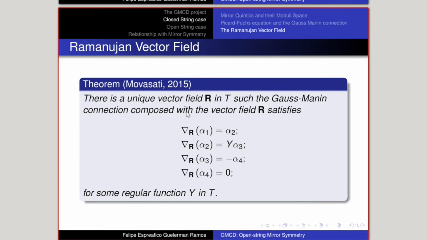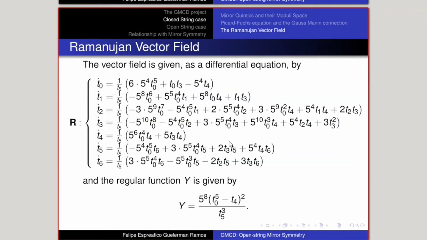So this theorem is just a computation again. After you have this T and you have the Gauss-Manin connection, you can just show that there is a unique vector field. Since you have everything explicit here, it's not very complicated to show this. And then this vector field can be computed, and it's given by this very big expression.